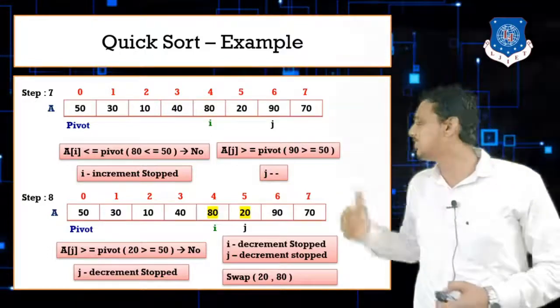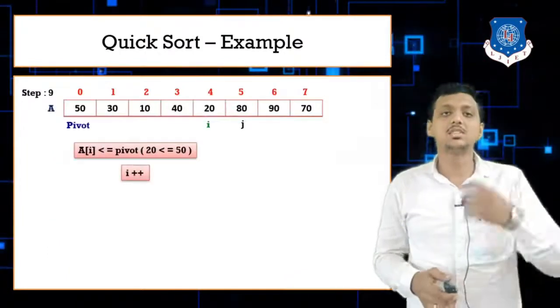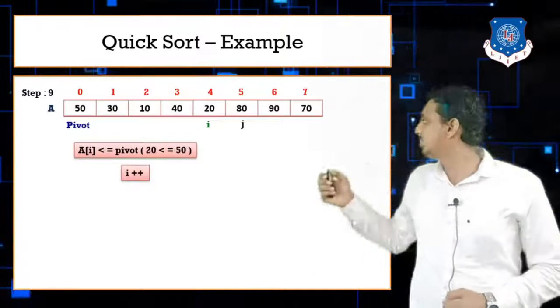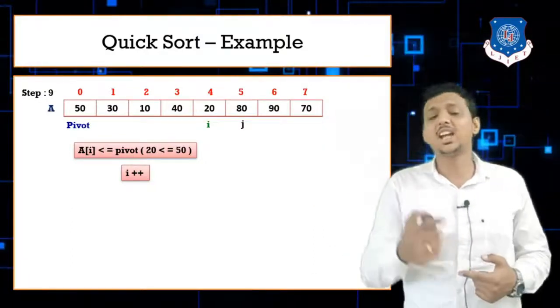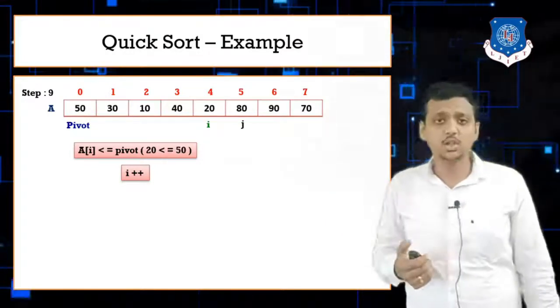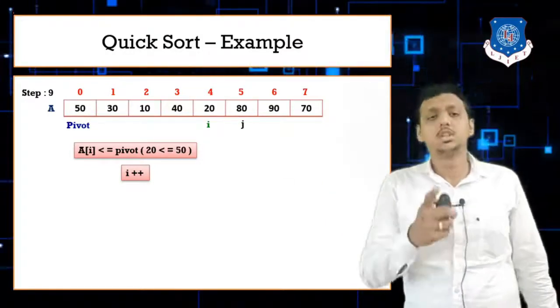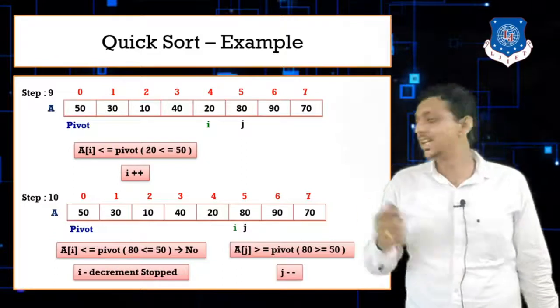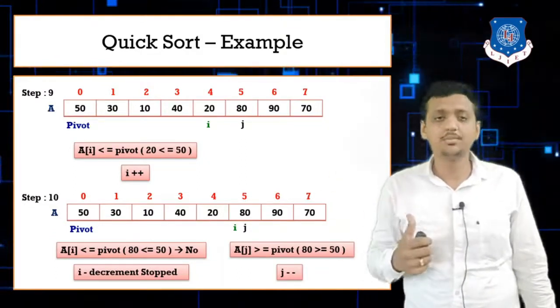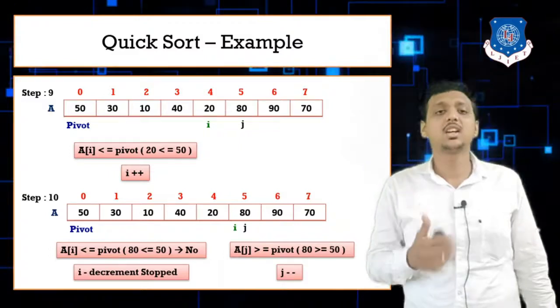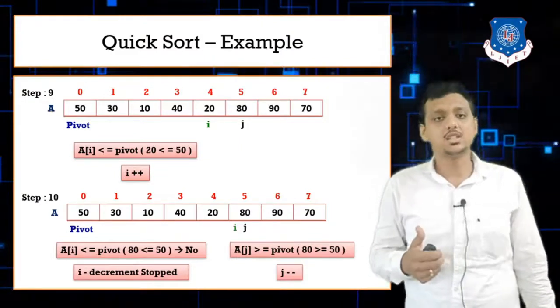Fine. So here it is. After swapping the values, this is my array. So 20 and 80 are there. Then what you need to do is again start with I. So 20 is less than or equal to pivot, condition true. So I is getting incremented. Next, check out: is 80 less than or equal to 50? No. That means condition false. So I has been stopped.